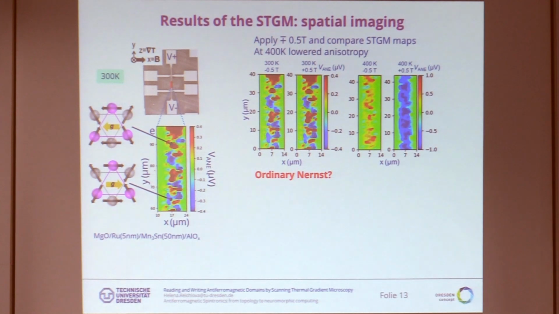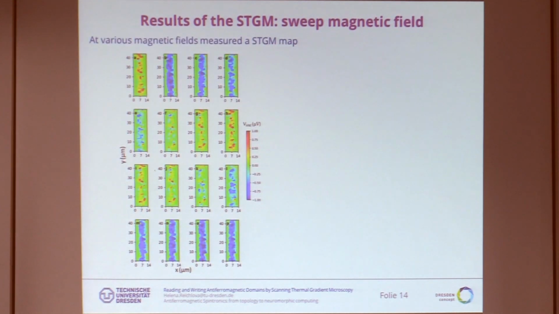So to exclude some sort of simple ordinary contribution, we also knew that we have to do the full hysteresis loop, which is what we did. We applied different magnetic fields ranging from minus half Tesla, going to 0 to plus half Tesla, and then going back, and measured the maps.